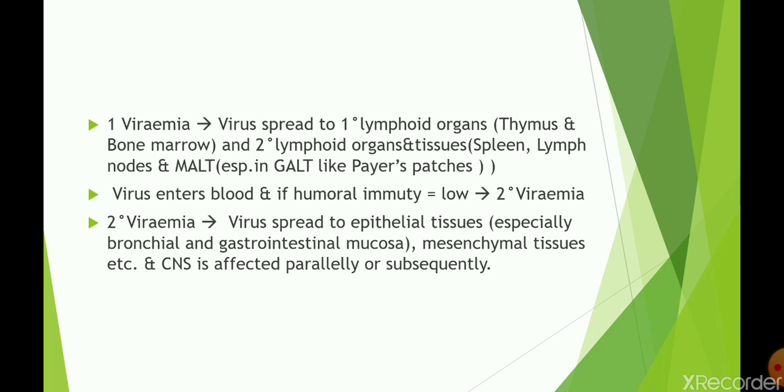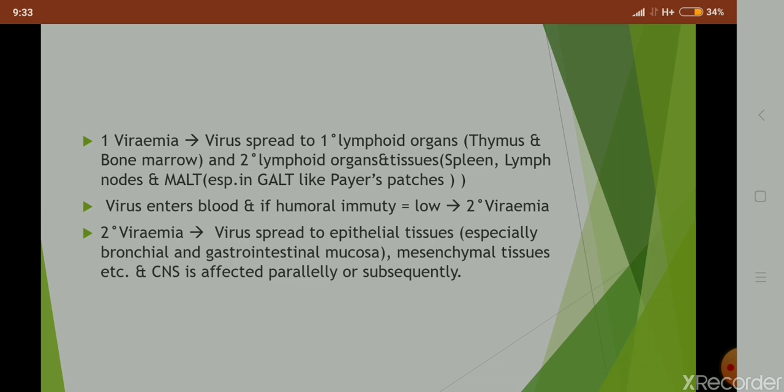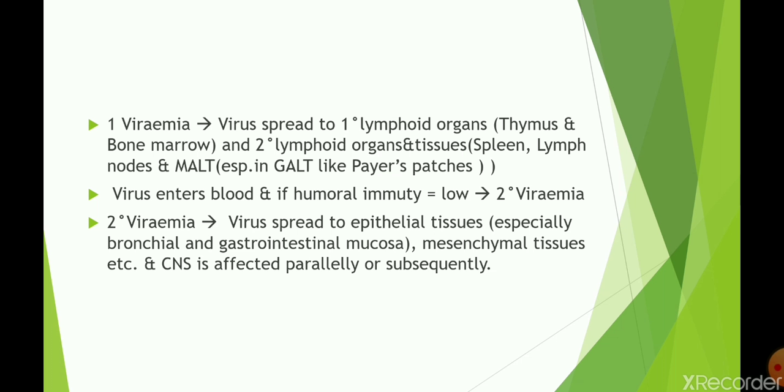Due to the secondary viremia, the virus again spread to epithelial tissues, especially to bronchial and gastrointestinal mucosal epithelial tissues, and also to mesenchymal tissues, and finally to the central nervous system. The central nervous system can be affected either along with it or just after the infection of the epithelial tissues.